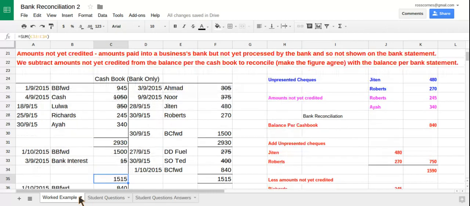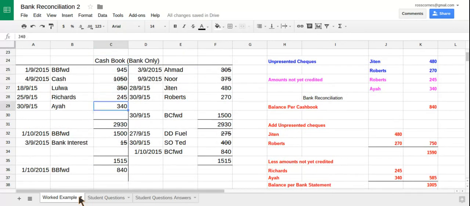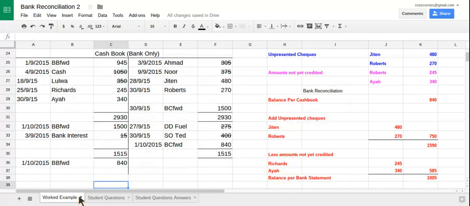Right, looking at how we actually do a bank reconciliation, there are two ways to do it. You can either start with balance as per the cash book or balance as per the bank statement. But the idea of a bank reconciliation is that we find out why there's a difference between the amount in the cash book and the amount in the bank statement.